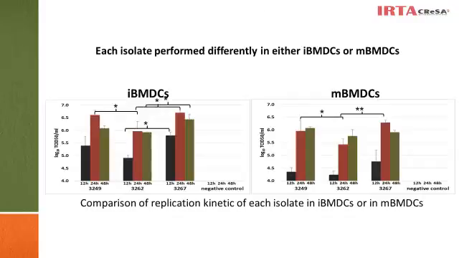Besides the comparison in immature and mature dendritic cells, we also compared the differences between the isolates. From these two graphs, we can see that isolate 3267 replicated much faster than isolate 3262, and the difference is statistically significant.